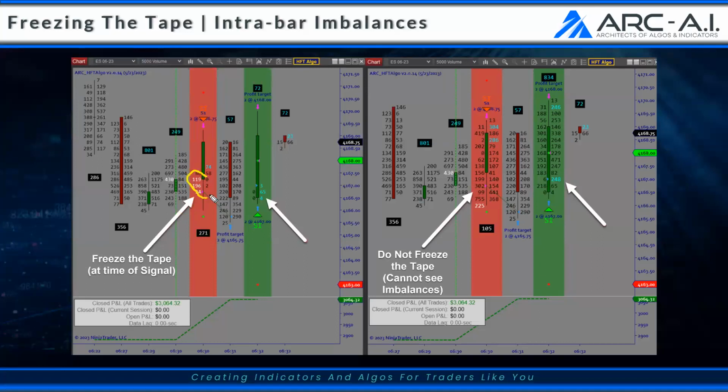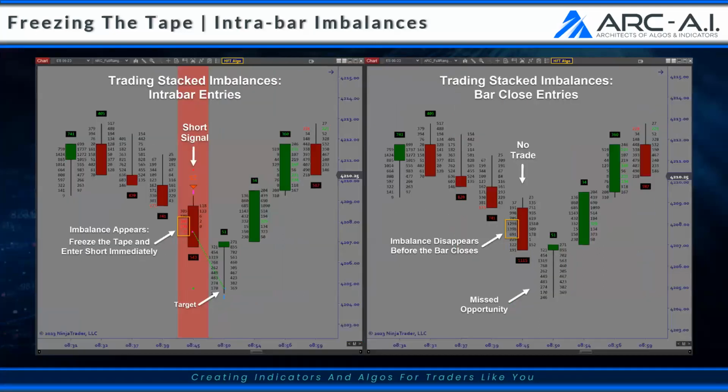No. We want to know when it's happening versus waiting around for the bar to close, because everybody can see we got stacked imbalances on the bar close. Everybody can see that. So what's the edge? The edge is that we can see it before everybody else. Our tape freezes to show us that we have the stacked imbalance. We get into the trade and we get out, and everybody else is getting in up here, and we've already taken profit. So that is the power of the intra-bar signals and freezing the tape.